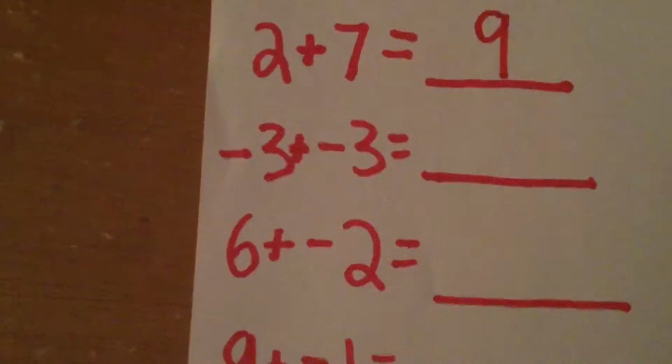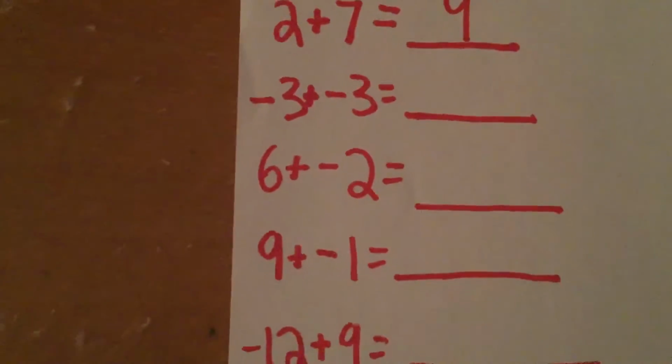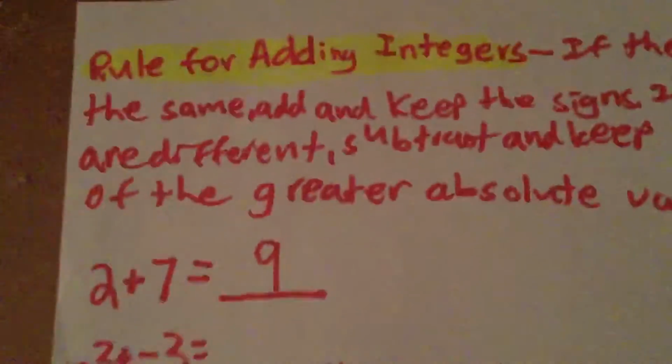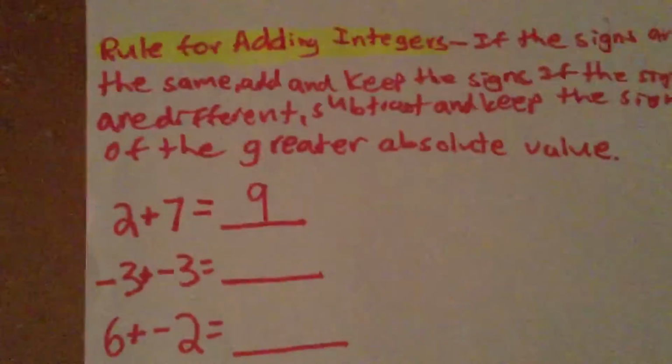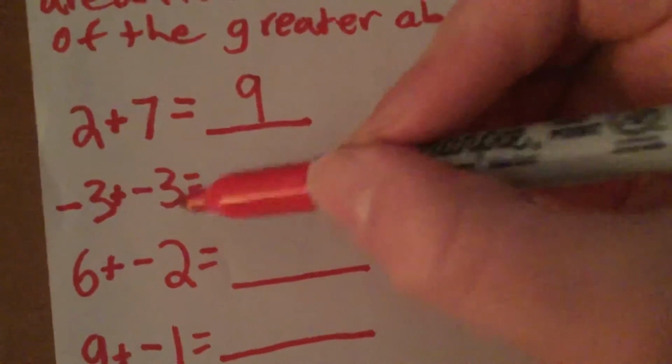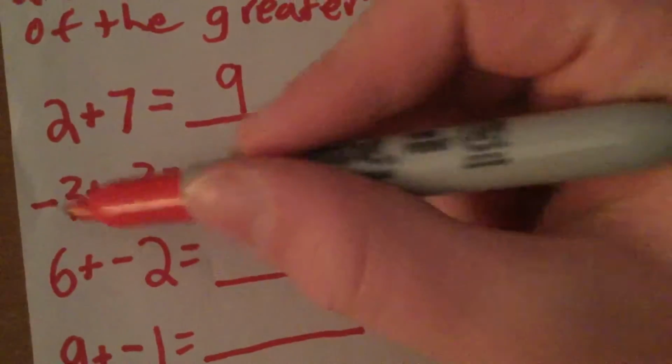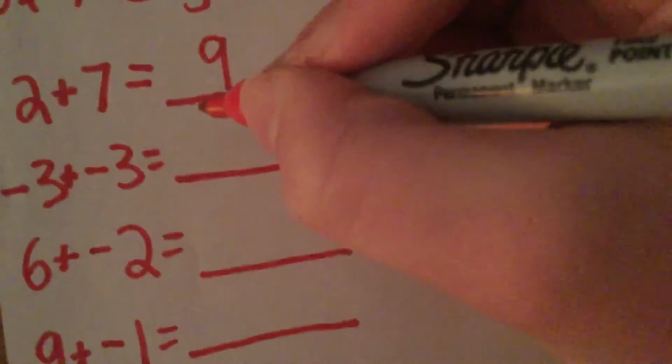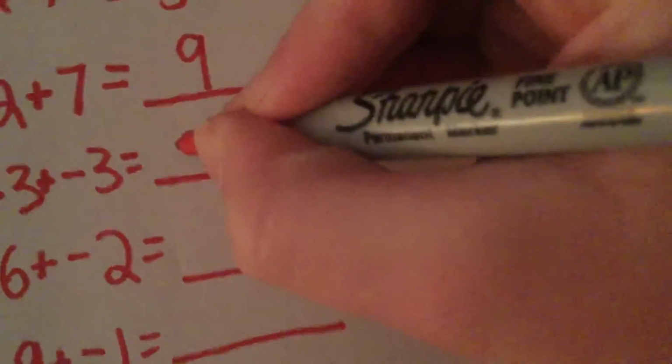But now we have -3 plus -3. Well, let's look at the rule. The signs are the same, so we are instructed to add these numbers. So 3 plus 3 is 6, but we keep the sign of both of them, which is negative. So -3 plus -3 is -6.